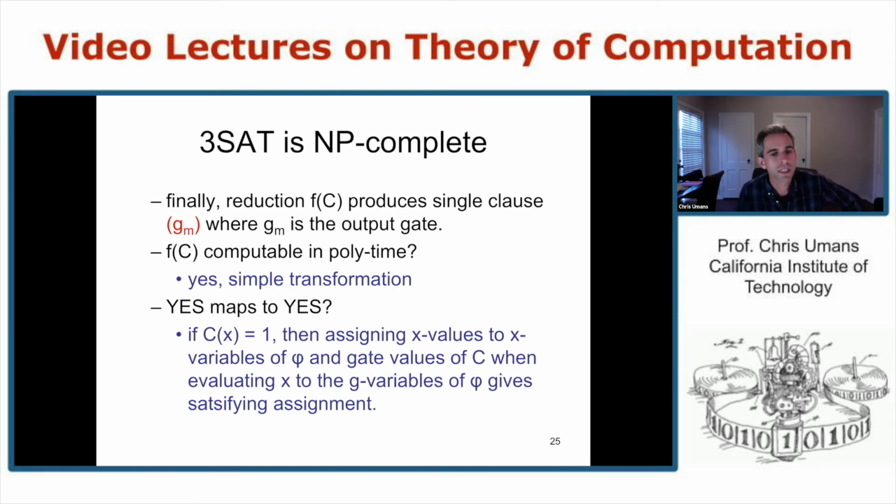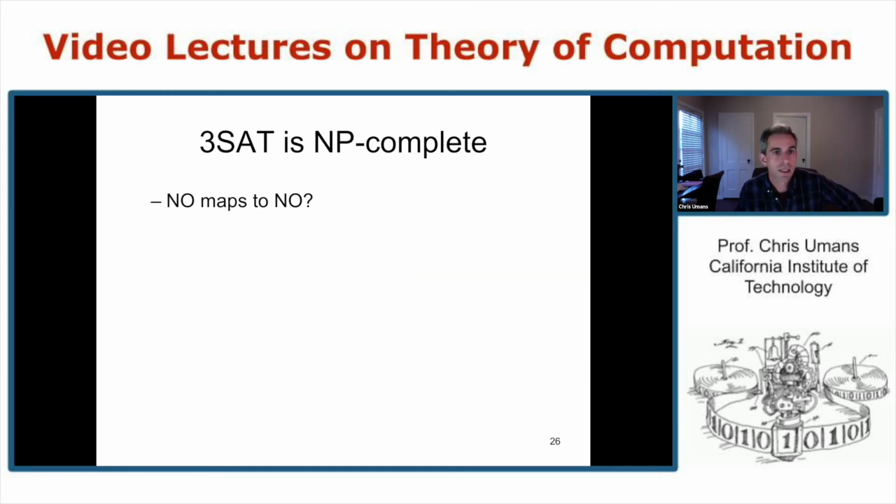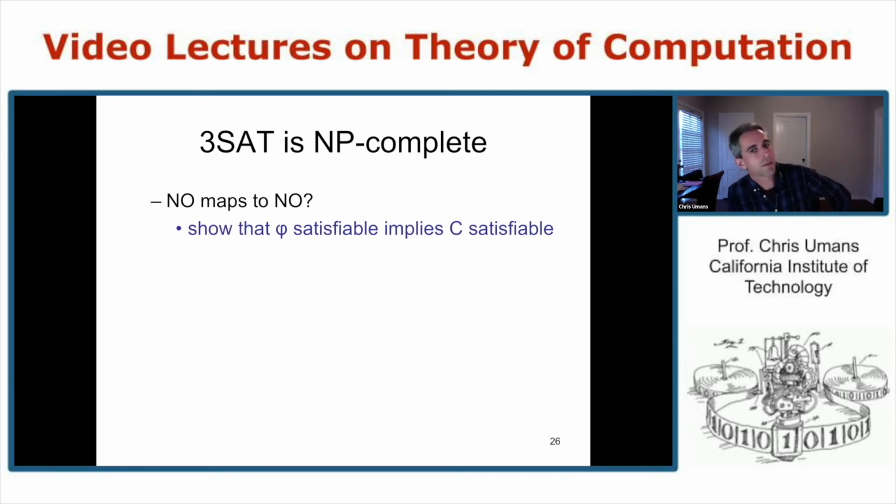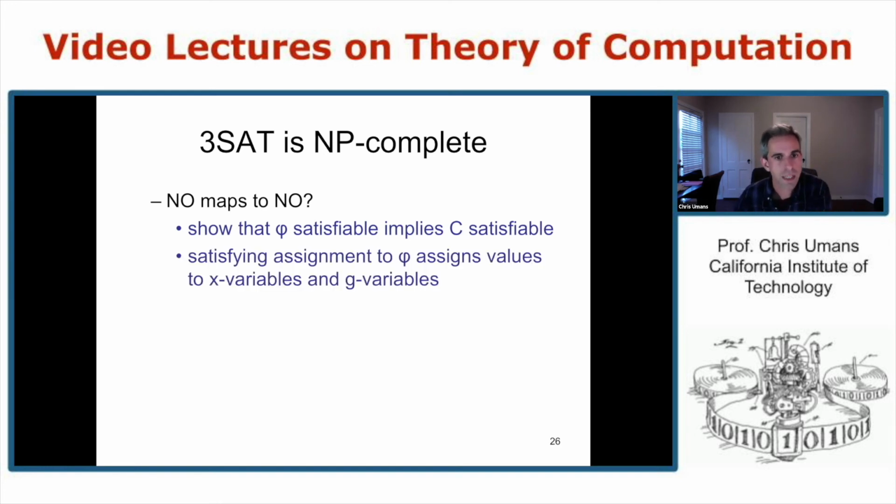So that's yes maps to yes, and then no maps to no. We have to argue that if the circuit was not satisfiable, then the formula that we built up, the 3-set formula, is not satisfiable. And we'll do that by proving the contrapositive, as we often do in NP completeness reductions. We'll show that if the formula that we built up is satisfiable, then that had to imply that the circuit we started with was satisfiable. So let's do it step by step.